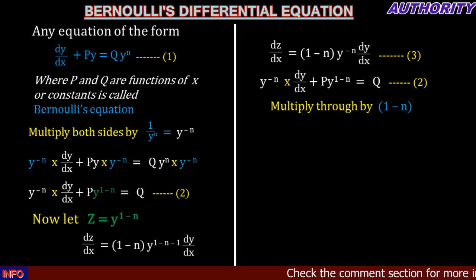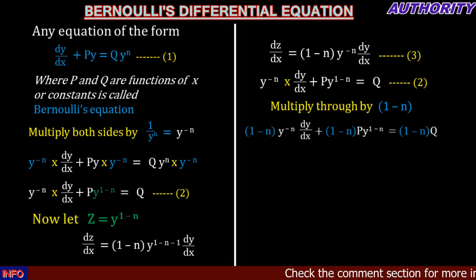So when we do so, we're going to have 1 minus n in bracket y raised to power minus n dy dx plus 1 minus n in bracket p y raised to power 1 minus n equal to 1 minus n multiplied by q. Let's call this equation 4. As we call this equation 4, please look at this equation very carefully.